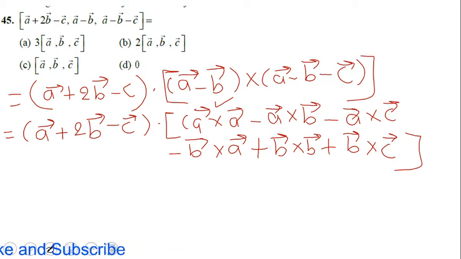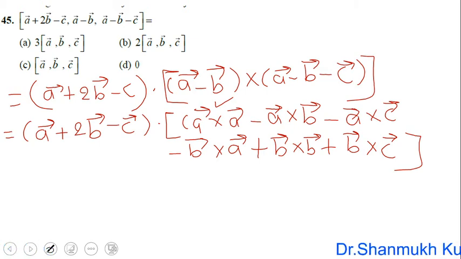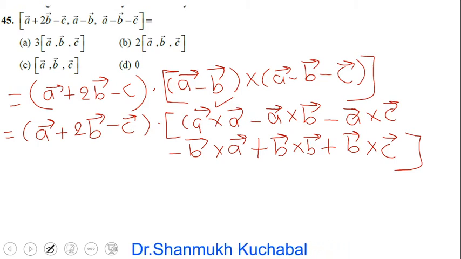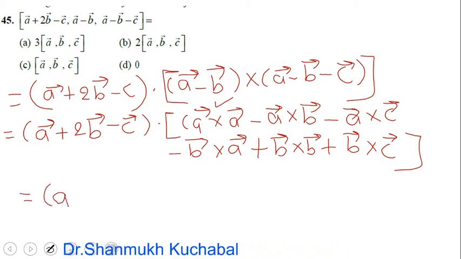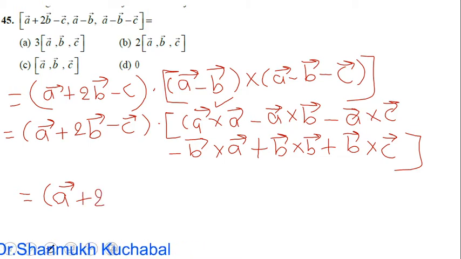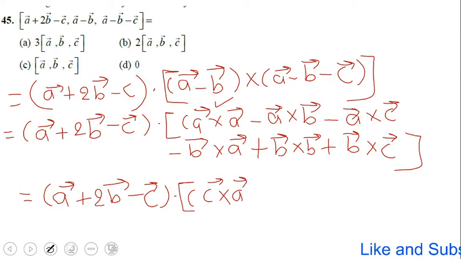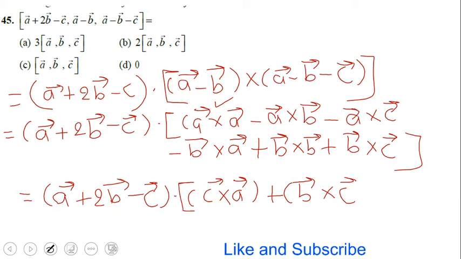So further we will observe that vector A cross vector A will become 0, because cross product means it is a determinant. In a determinant, if two rows or columns are identical, then the value of the determinant will become 0 here. So same element cross same element, we have to take as 0. So after simplifying this, we get vector A plus 2B minus C. So further we get a dot product with C cross A plus B cross C over here.